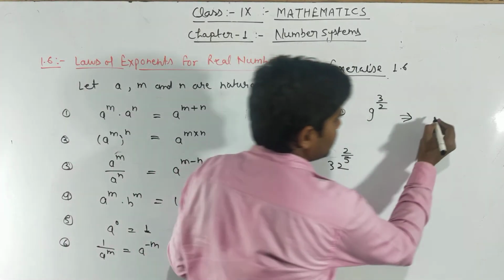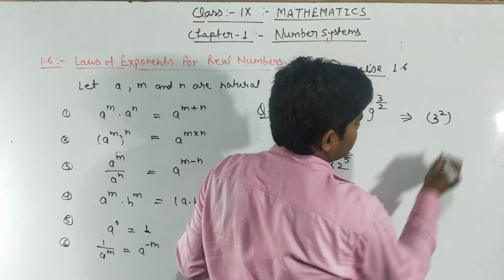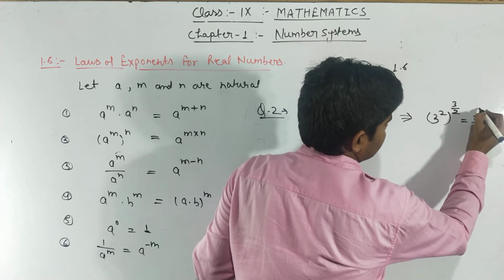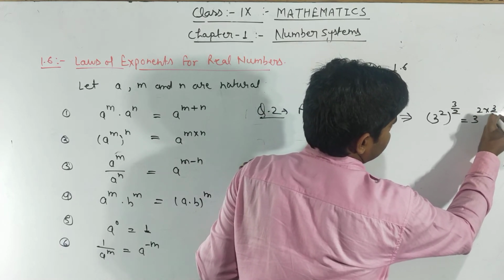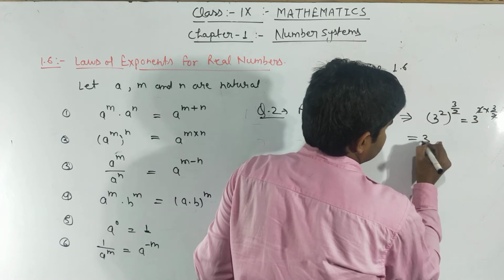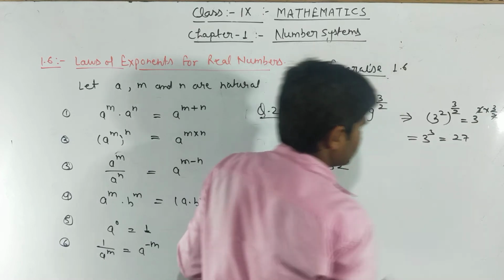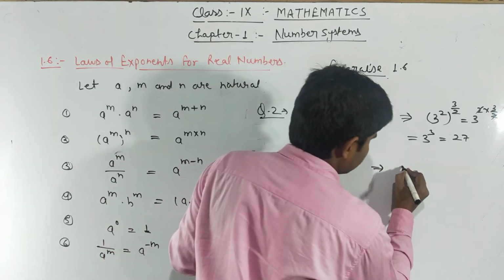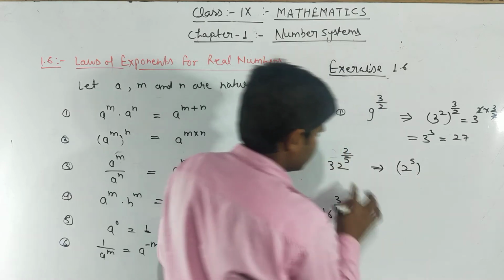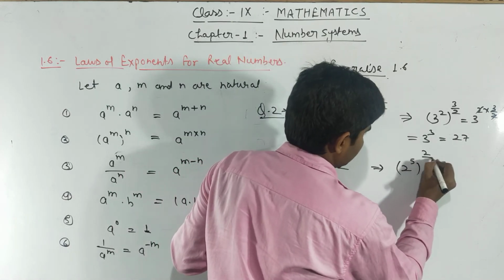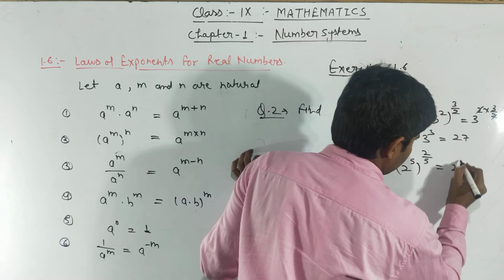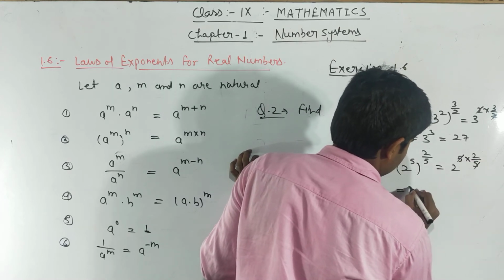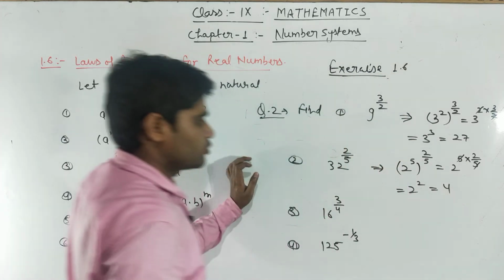You can write 9 as 3 raised to the power 2, power 3 by 2, which is 3 power 2 into 3 by 2. The 2 cancels, answer is 3 raised to the power 3, which is equal to 27. Next, 32 you can write as 2 raised to the power 5, and then 2 upon 5. So 2 raised to the power 5 into 2 upon 5. The 5 cancels. So answer is 2 raised to the power 2, which is equal to 4.